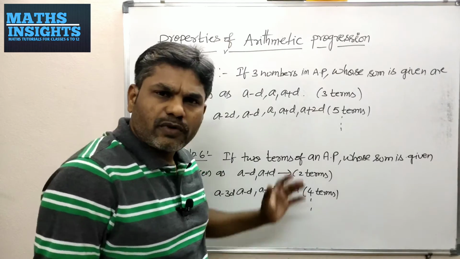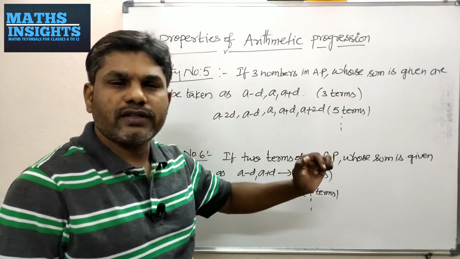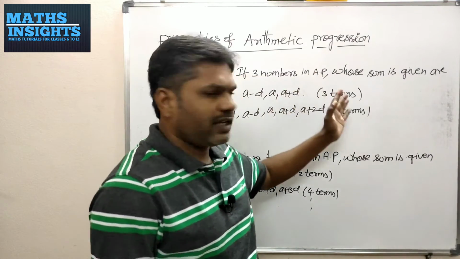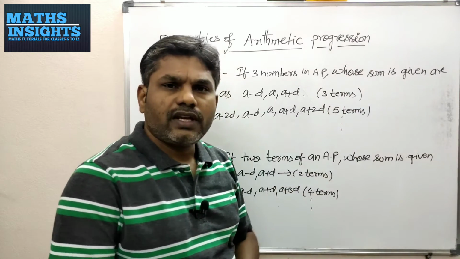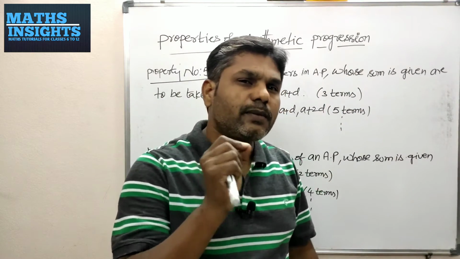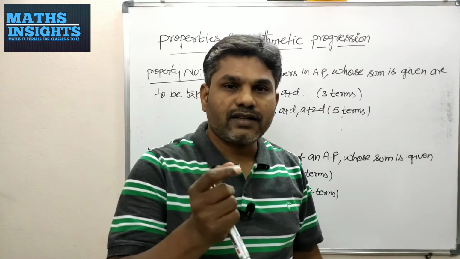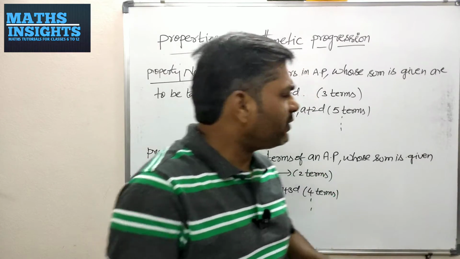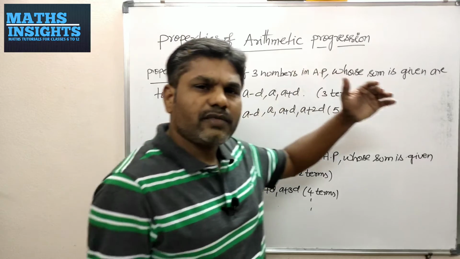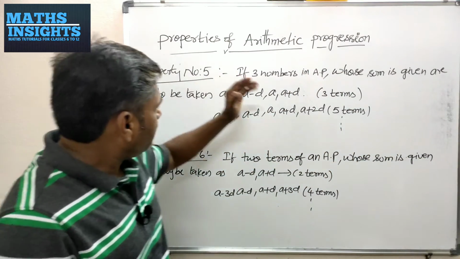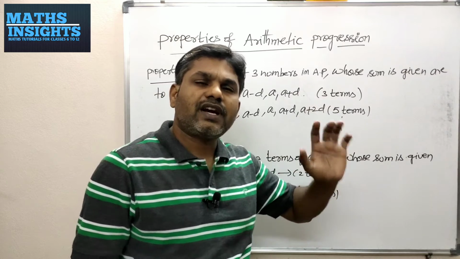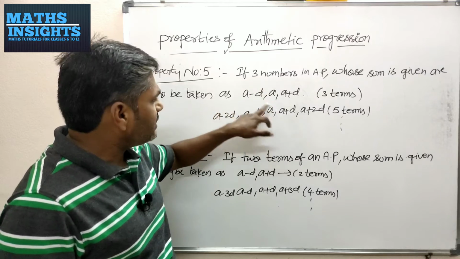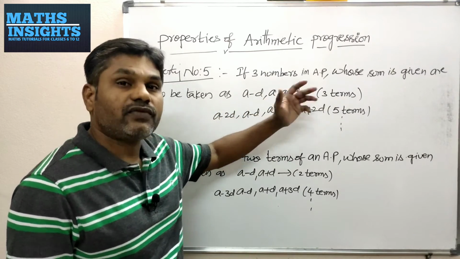Now we will go to the next one, property number 5. It is very important in solving problems. Okay, students? What it says is, if three numbers are in AP whose sum is given, in some particular problems they will give you the sum and product of the terms, then they will ask what the terms are, what the AP is. At that time it becomes very easy if the sum is given. See, if a and d are the first term and common difference of an AP, then you can take three terms as a minus d, a, a plus d, if the sum is given.